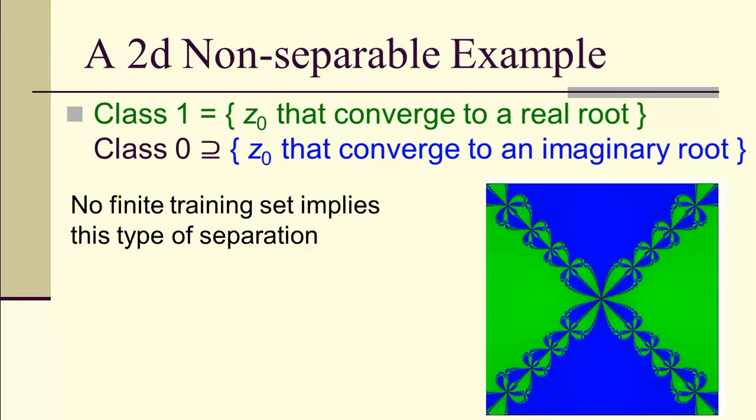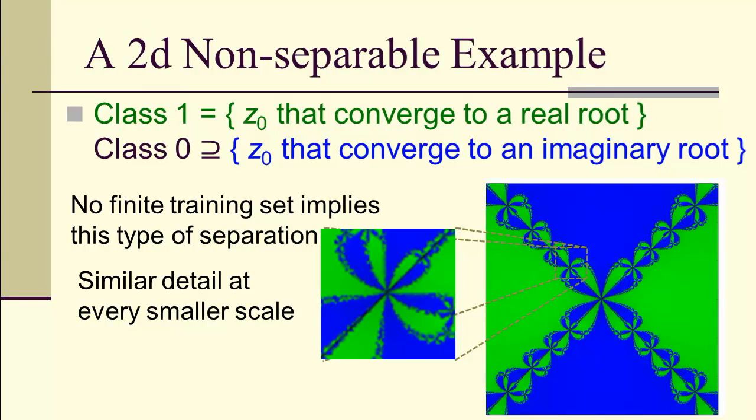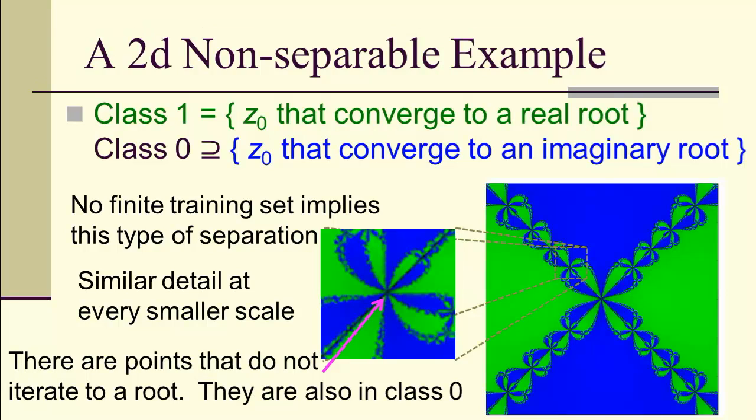Now, no finite training set is going to imply the kind of separation that we are looking at with Newton's method. There's similar detail at every smaller scale. So if we take a slice here, what we see is there's this infinite dimensional detail at every scale. You're seeing more detail. Notice also that there are points that don't iterate, and those are in black. And so we're also going to say that the points that are black are also in class 0.